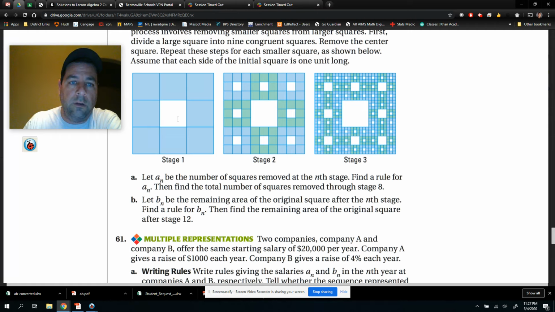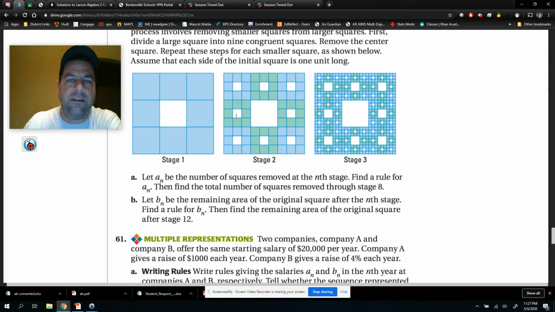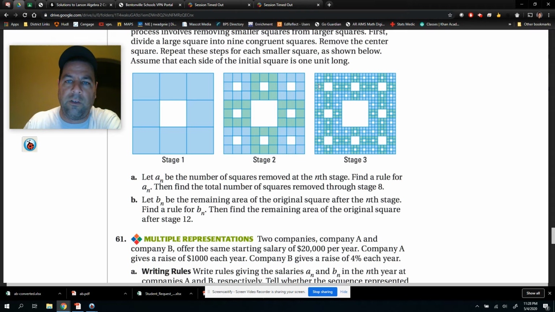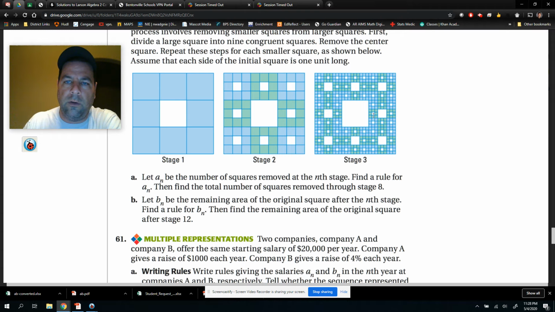You removed 1 square. In stage 2, we removed 1, 2, 3, 4, 5, 6, 7, 8 squares. We don't count this one, because we already removed it in stage 1. In stage 3, we removed 1, 2, 3, 4, 5, 6, 7, 8, 9. There's 9 there. Then there's 6 there. This is 9, this is 6, and here's another 6, another 9, another 6, and another 9.